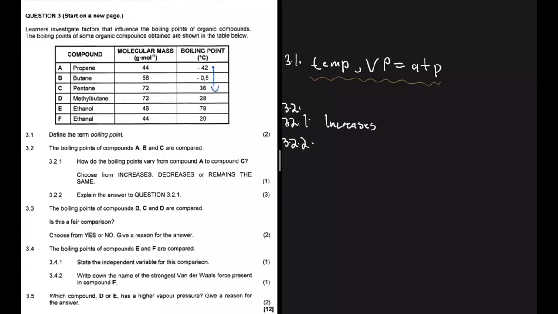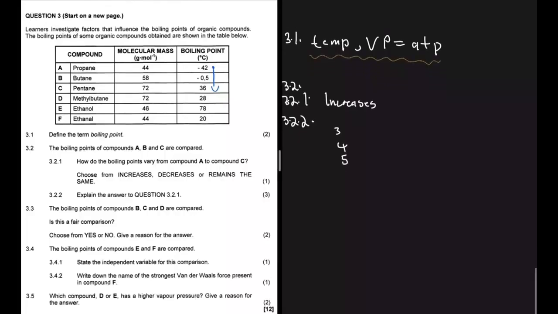3.2.2, which says, explain the answer to question 3.2.1. So why do these boiling points increase? When you're coming from A to C, you will realize that A has 3 carbons, and then B has 4 carbons, and C has 5 carbons.